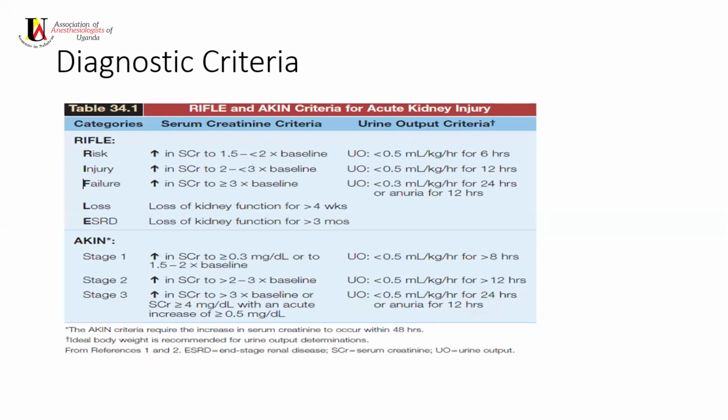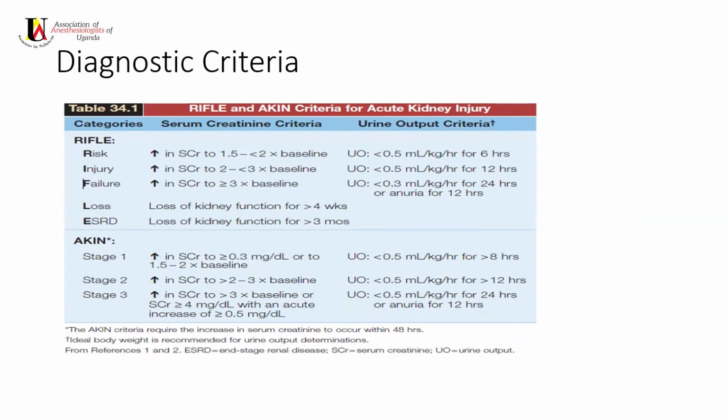The RIFLE is a mnemonic for risk, injury, failure, loss, and end-stage renal disease. And we have different parameters that we use to assess all this. We have serum creatinine, and in risk, you have an increase in serum creatinine of about 1.5 to 2 times the baseline, and urine output of less than 0.5 mL per kg per hour for about 6 hours. In injury, you have an increase in serum creatinine 2 to 3 times the baseline, or urine output of less than 0.5 mL per kg for 12 hours. In failure, you have an increase in serum creatinine greater than 3 times the baseline, and urine output of less than 0.3 mL per kg per hour for 24 hours, or anuria for 12 hours.